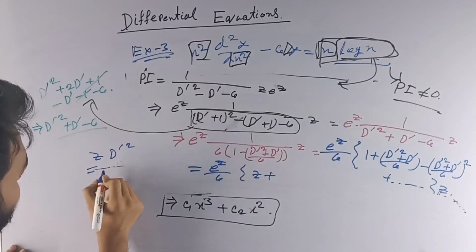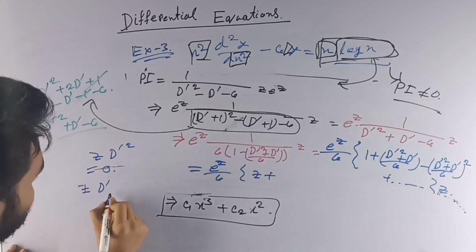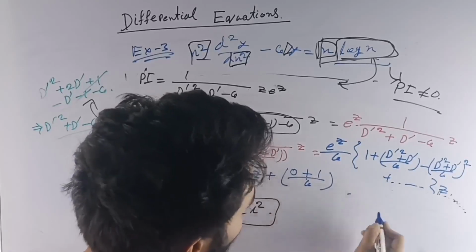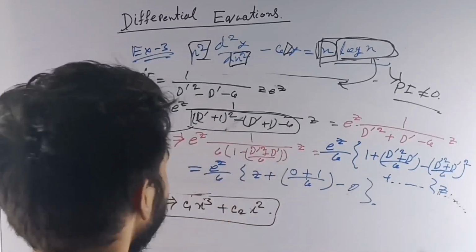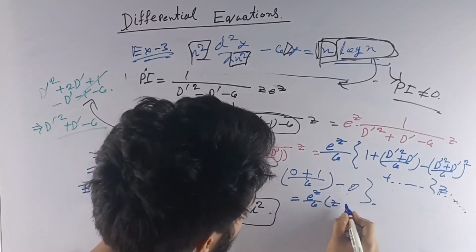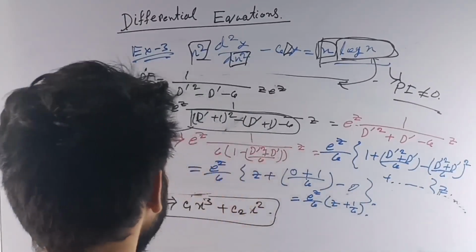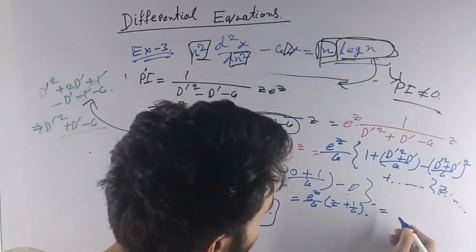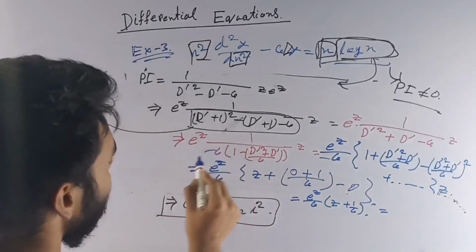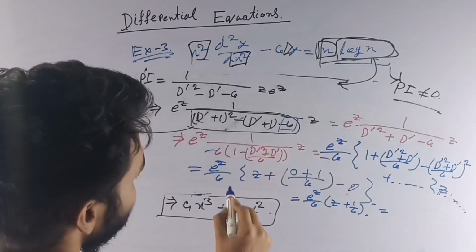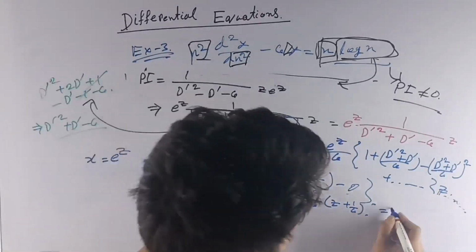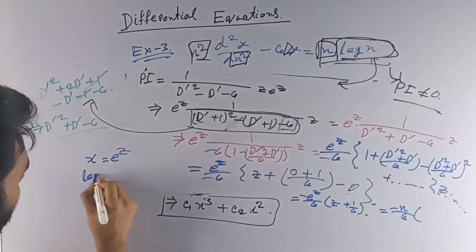So z D to the power minus 2, that means 0, and z 1 times derivative, that means 1. So 0 plus 1 by 6 minus 0, that is. So therefore e to the power z by 6 times of z plus 1 by 6, that is. And I think I made a mistake, I also say that the 1 by 6 is becoming minus 6. Okay, this is the minus 6. Yes, as well here the minus 6. Okay, sorry for that.